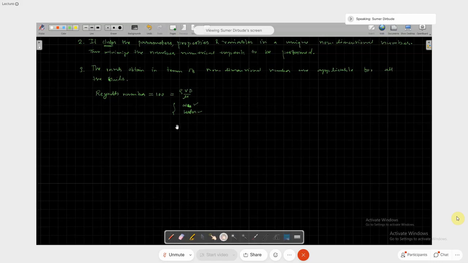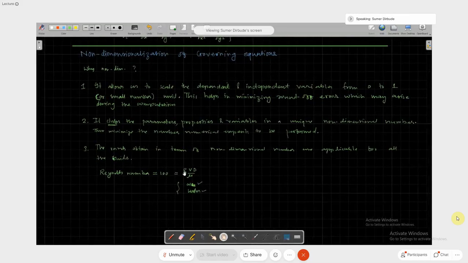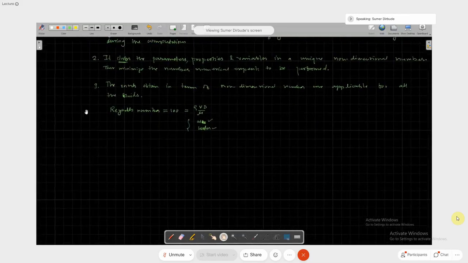In terms of CFD, you should remember that this first point is very, very important. The other two we know from our fluid mechanics. It brings in generality of the result. Thus the results are more general.